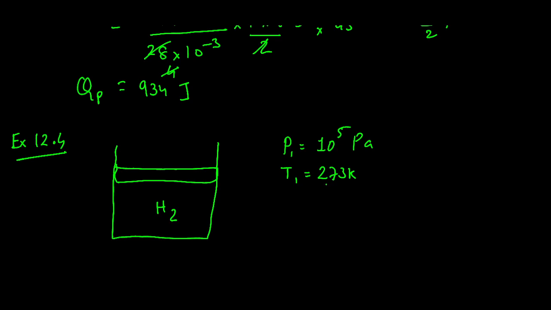Okay, walls of the cylinder are made of heat insulator. Walls of cylinder are made of heat insulator. So this is a wall, this is a wall, this is a wall. All the walls are insulator. Is that clear? Okay.